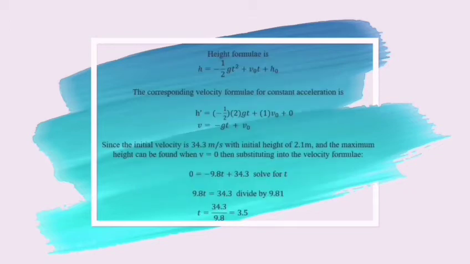The corresponding velocity formula for constant acceleration is v equals -g t plus v naught, which is differentiated from the height formula. Since the initial velocity is 34.3 meters/second with an initial height of 2.1 meters, the maximum height can be found when v equals 0. Substituting this data into the velocity formula, we get t equals 3.5 seconds.